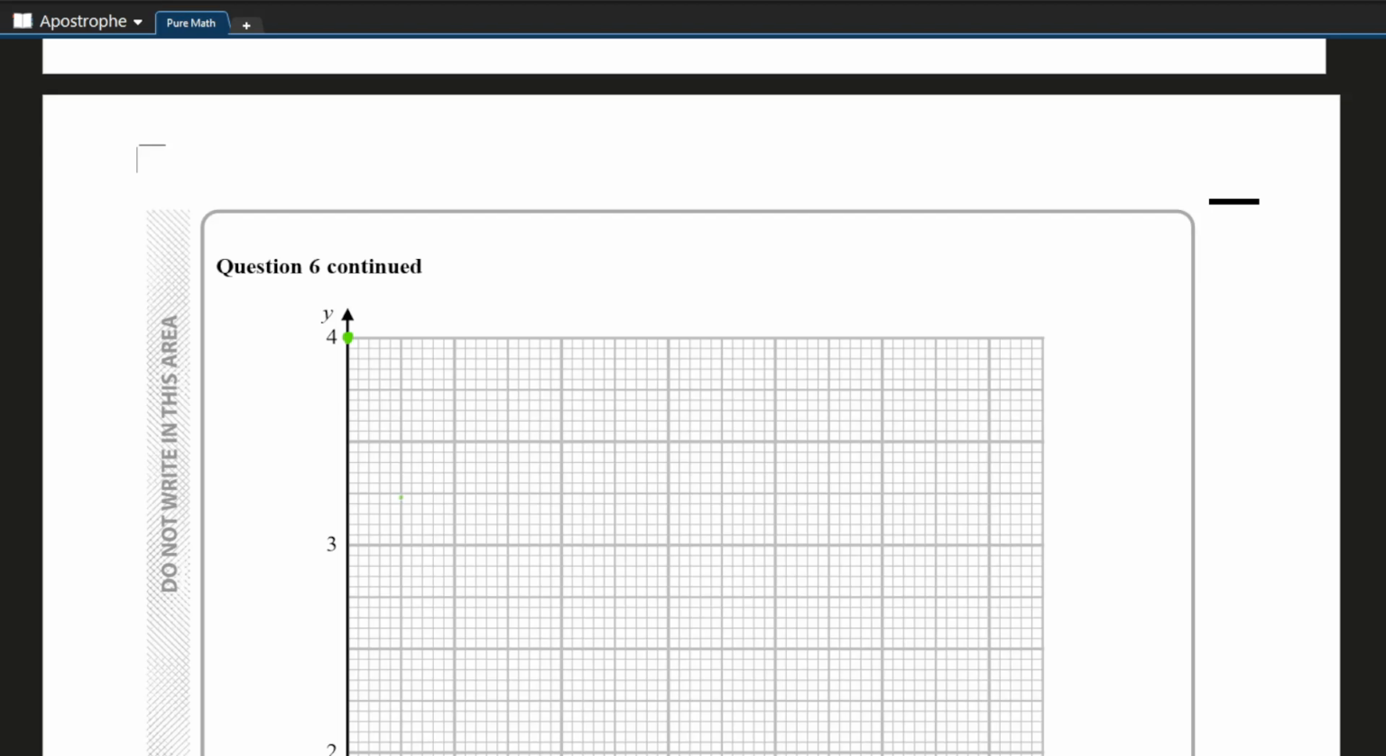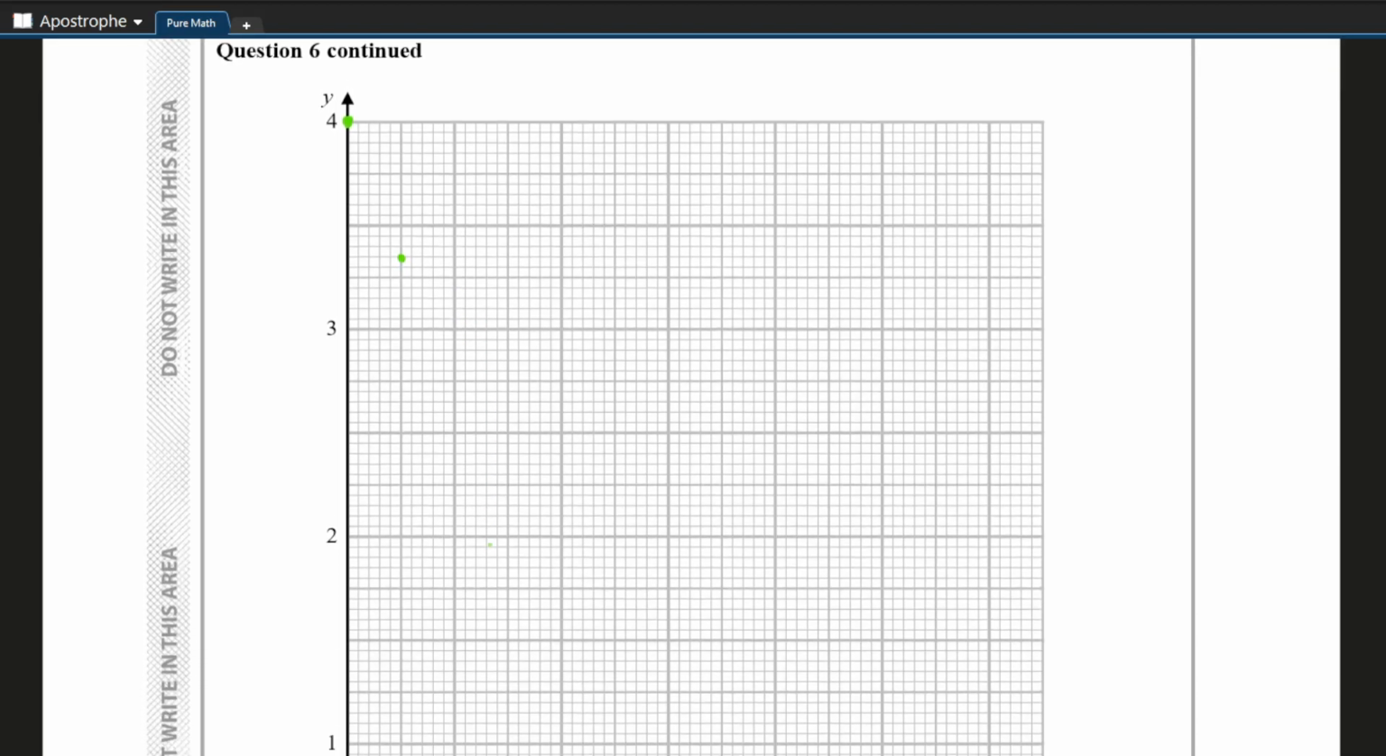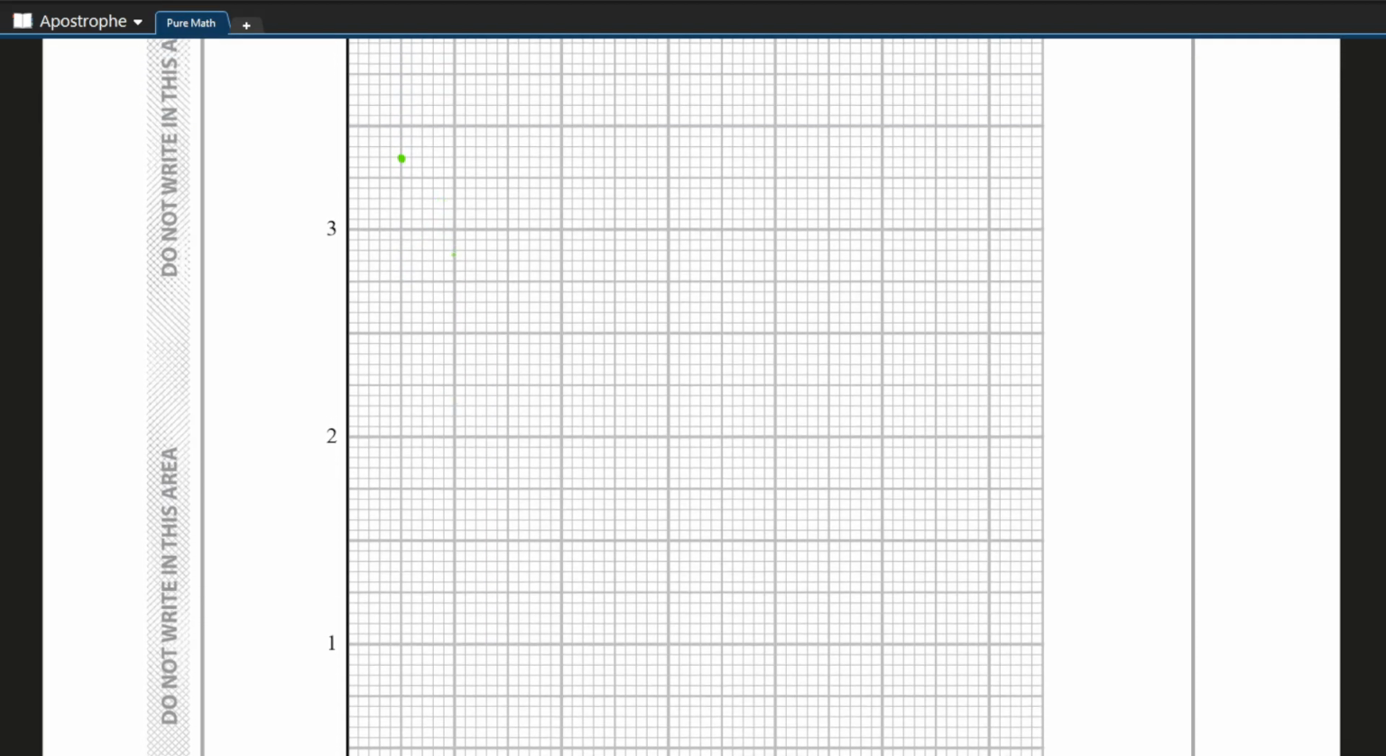Sorry, 2.25, 2.30, 2.35. So 3.34 is right below there. And then 0.5, 2.82. 0.5 is this line, and 2.80, 2.85, so 2.82 is right in the middle.